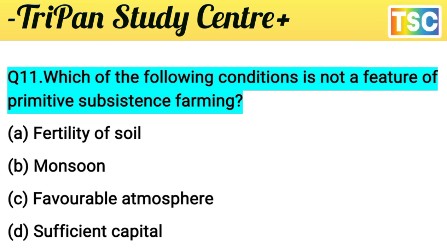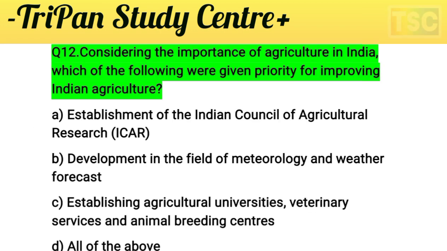Monsoon is important for this, and a favorable atmosphere also. But what is not a feature of primitive subsistence farming here? It means D, sufficient capital. It means the D option is correct here. The option D, sufficient capital, is the right answer for this question. The next question arrives here, and that is important.